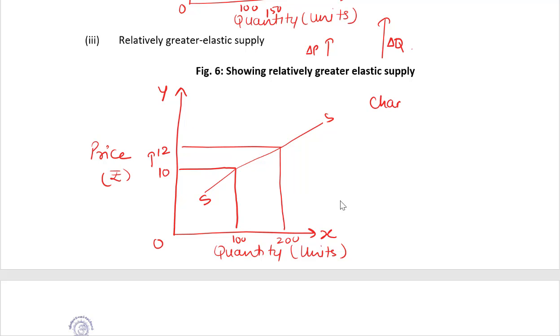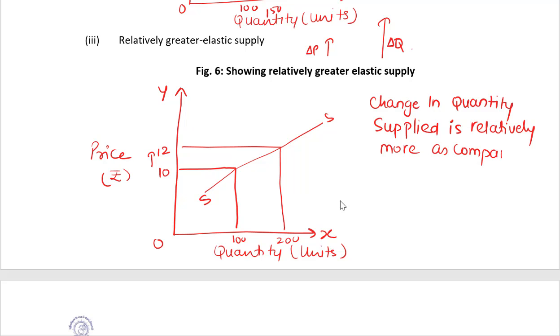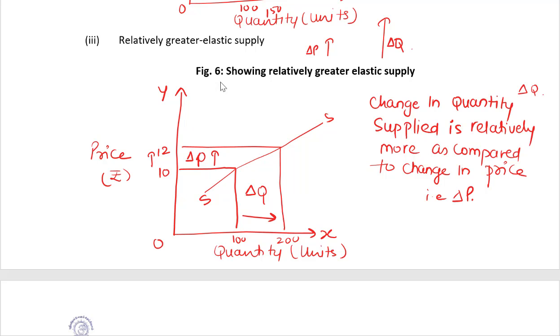Change in quantity supplied is relatively more as compared to change in price, that is delta P. Quantity supplied over here means delta Q. So this is delta Q and this is delta P. This increase is less and this increase is more. I hope you guys are clear.